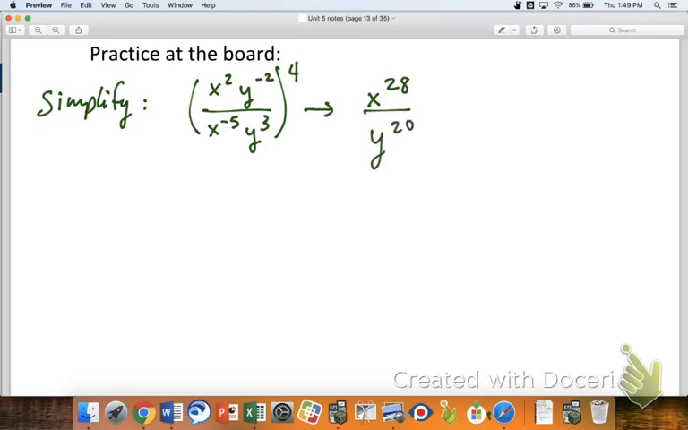Double check what you've got. Folks in the back row, double check, we agree? X to the 28 over y to the 20? Okay.